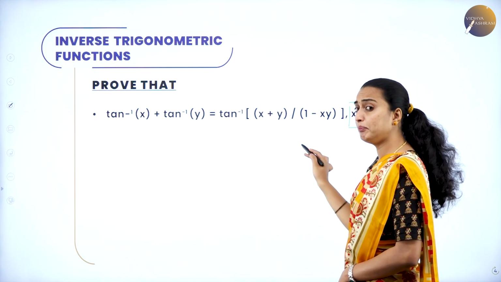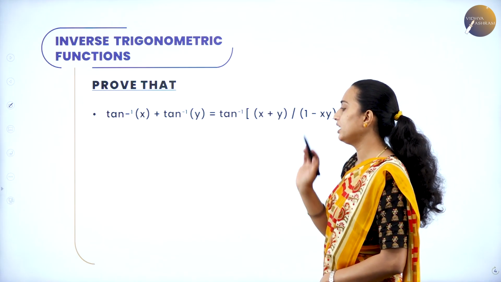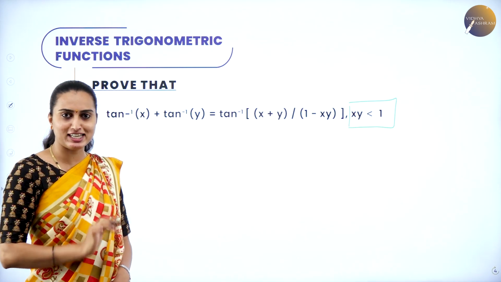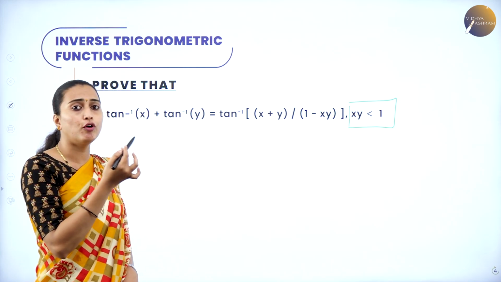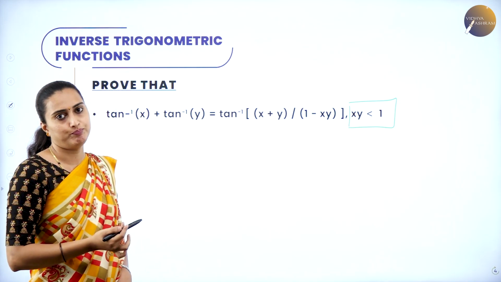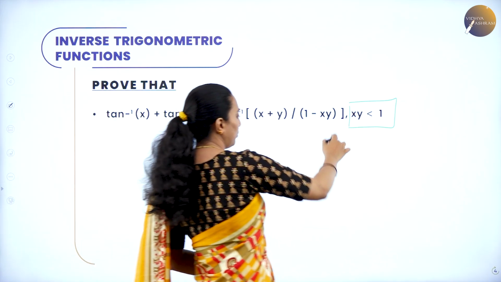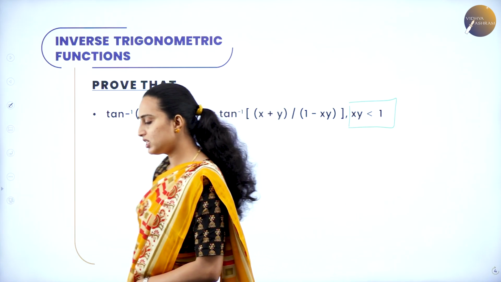This property can be asked for one mark like this: tan inverse x plus tan inverse y is equal to tan inverse of x plus y divided by 1 minus x into y, if what? This property holds good for what values of x and y? So you have to write x into y is less than 1. Okay, that's it. So here let me prove this property.